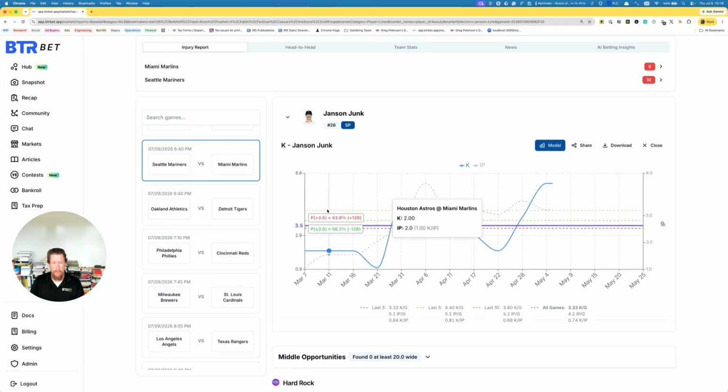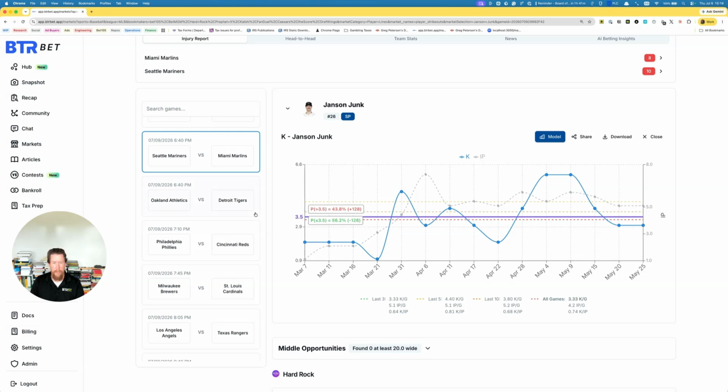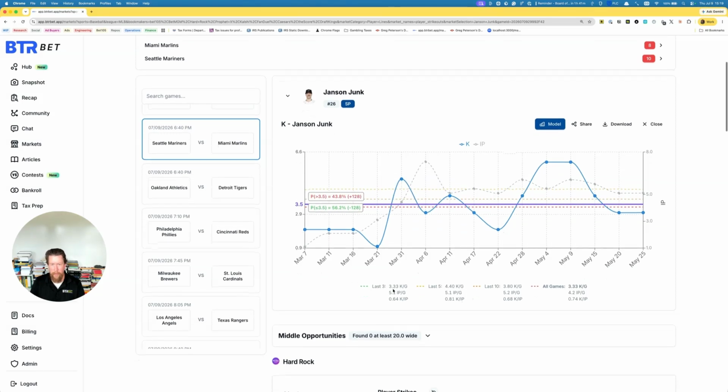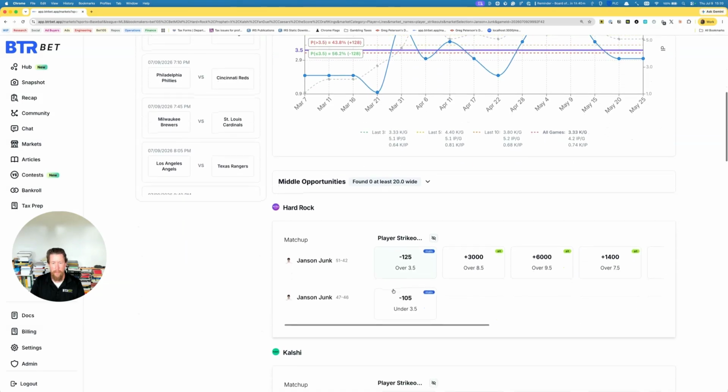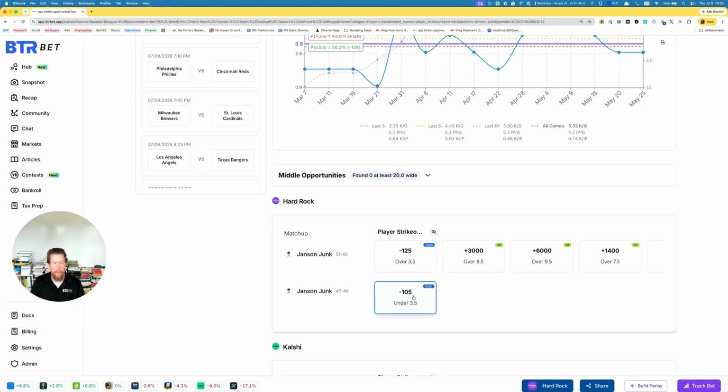But if we use this BtrBet modeling tool, and what was the line? 3.5? Yeah. All right, so that's at 3.5. BtrBet's model is saying that the under 3.5 is the right bet, as long as I can find it at a price that's -128 or better. So I want the under. Oh yeah, this is under, and it's better than -128.